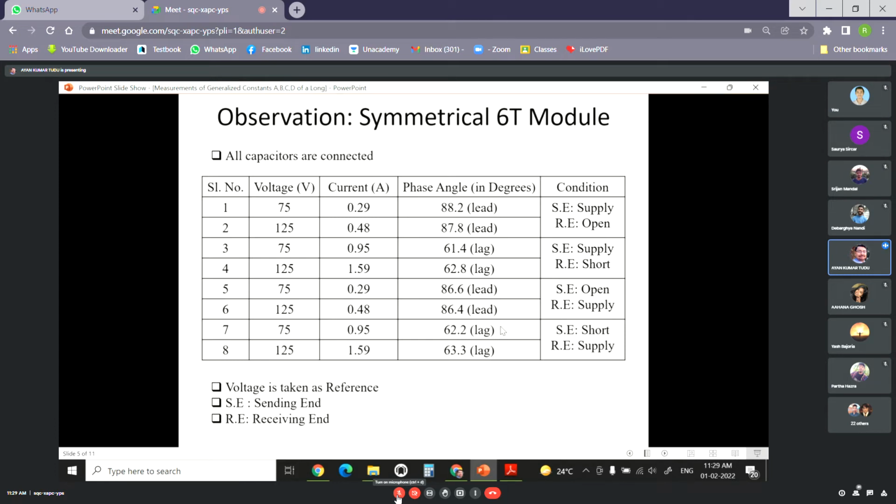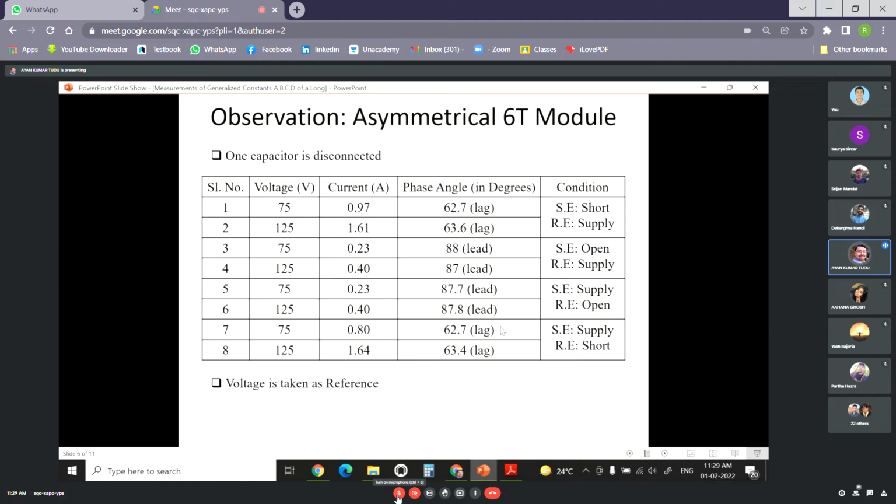Okay, so in this particular experiment, with the symmetrical 60 module, these are the voltage and the current that we are seeing in the circuit. Similarly, we can also find them for our asymmetrical module, as in the figure we saw. So we can see that one capacitor is disconnected. So this is an asymmetrical 60 module.